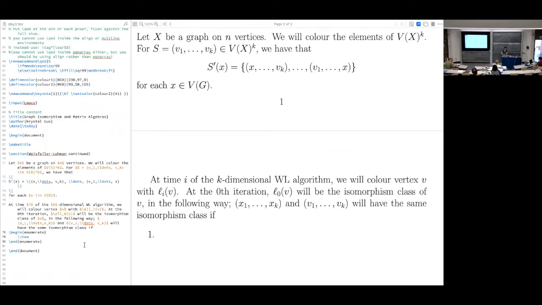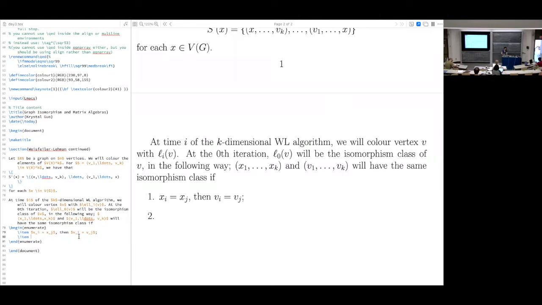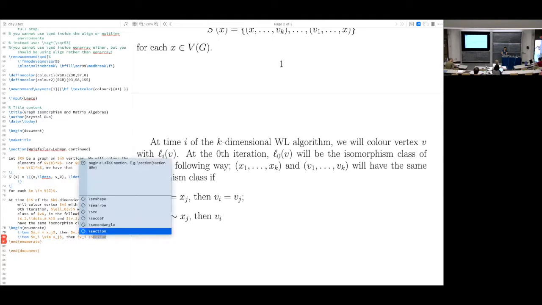So, 1. Again, these vertices are allowed to repeat in this tuple. So if xi is equal to xj, then vi has to equal vj. That's to ensure that the things that are the same in one are the same in the other. Note that you are not allowed to reorder the xi's and vi's to make this somehow true by a permutation. This tuple is really ordered. Then the other thing is that if xi is adjacent to xj, then vi has to be adjacent to vj.